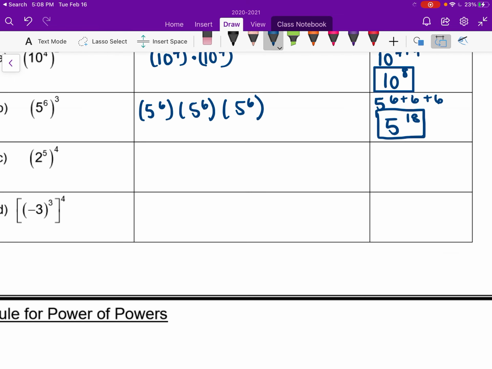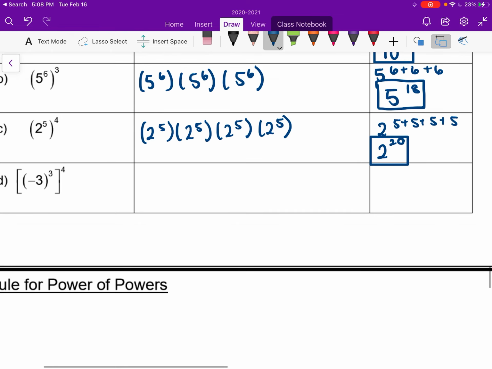Right, and then I have 2 to the power of 5, everything to the power of 4. So I'm going to take 2 to the power of 5 and multiply it by itself 4 times. And because I'm multiplying, I can just add the 5s all together: 5 plus 5 plus 5 plus 5, which gives 2 to the power of 20.